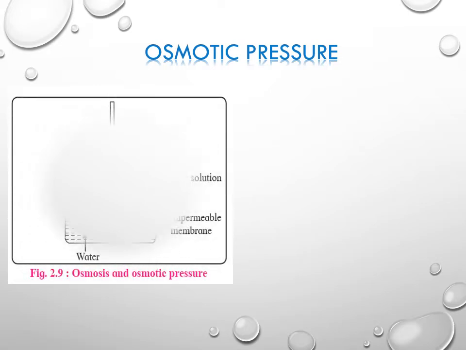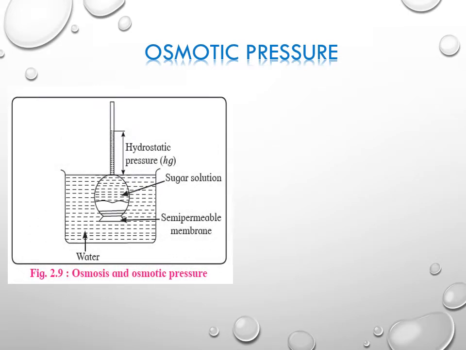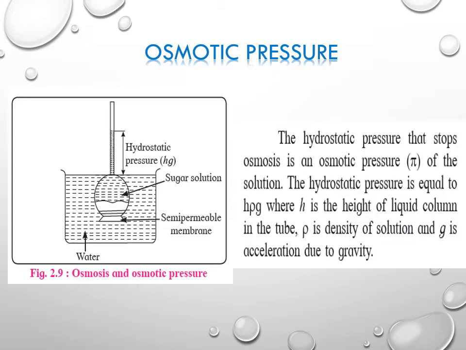So how do we define now osmotic pressure? The hydrostatic pressure that stops osmosis is called as osmotic pressure of the solution, and this hydrostatic pressure is equal to h rho g, where h is the height of the liquid column, rho is the density of the solution, and g is the acceleration due to gravity.